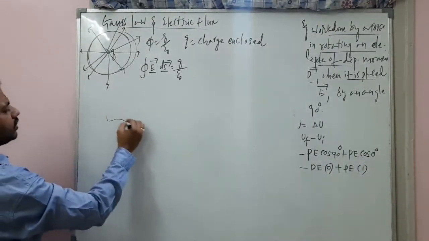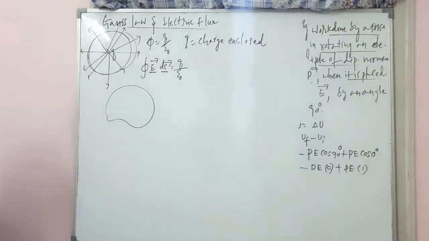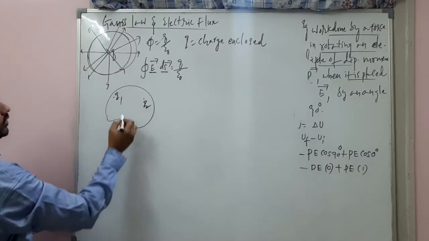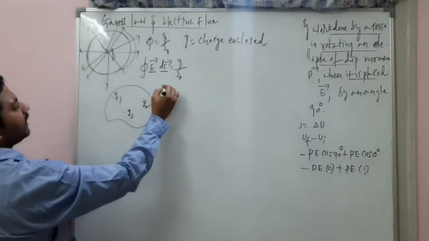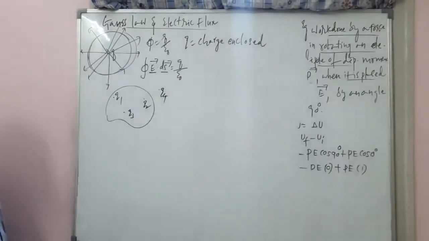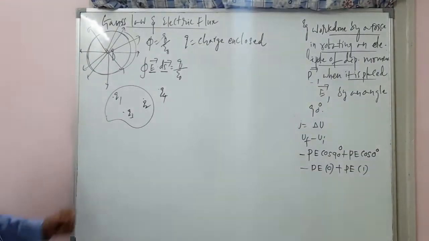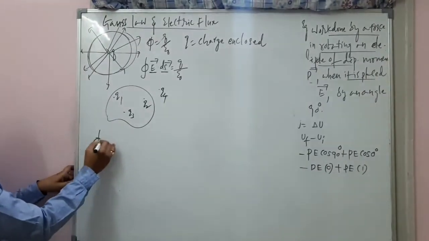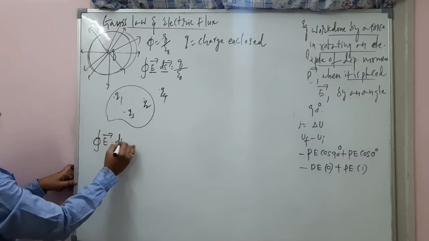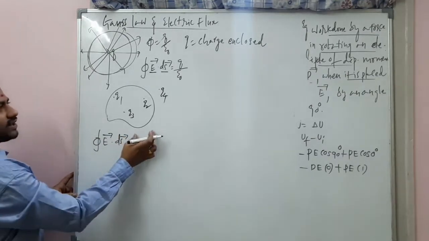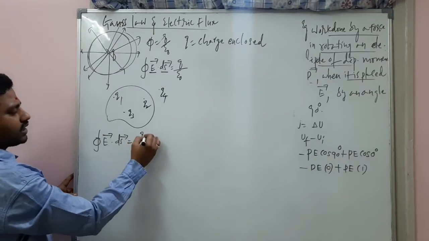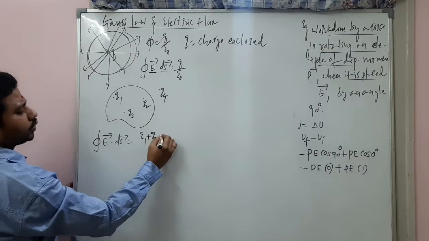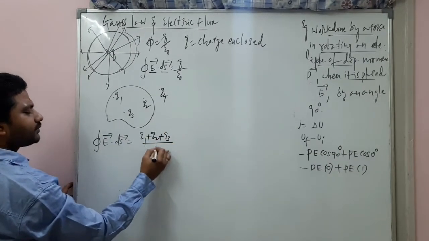Now listen. There is a Gaussian surface, a closed surface, considered. Charge Q1 is here, charge Q2 is here, charge Q3 is here, and charge Q4 is outside the Gaussian surface. If you want to find the electric flux linked with this closed surface, closed integral E bar dot dS bar is equal to charge enclosed by epsilon naught. Charge enclosed in the Gaussian surface is Q1 plus Q2 plus Q3, divided by epsilon naught.